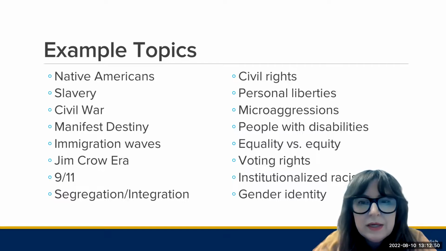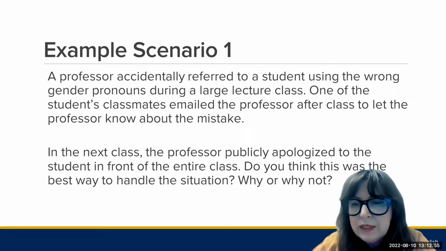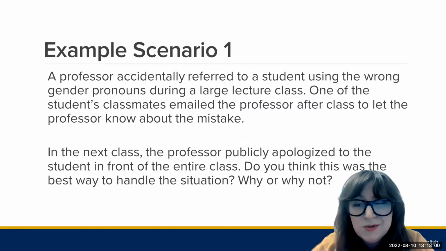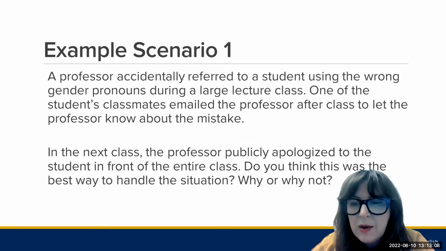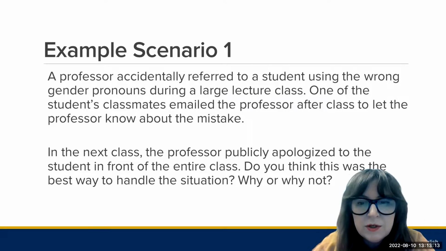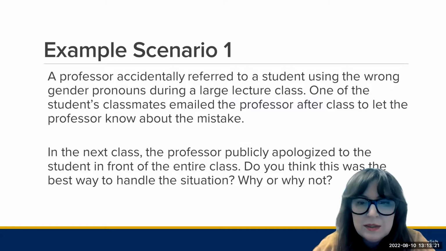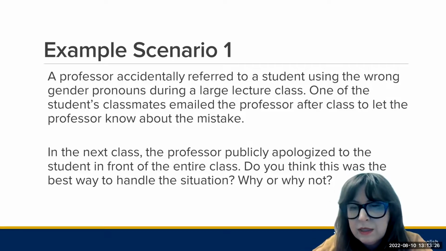And then the last main thing that we provide to students is several different scenarios that we can discuss with them. So I'll just read through this example scenario really quickly. This is a true story that happened in a class on campus. And we use this just to help students think about some of these topics and how they relate to class. So a professor accidentally referred to a student using the wrong gender pronouns during a large lecture class. One of the student's classmates emailed the professor after class to let the professor know about the mistake. And in the next class, the professor publicly apologized to the student in front of the entire class.